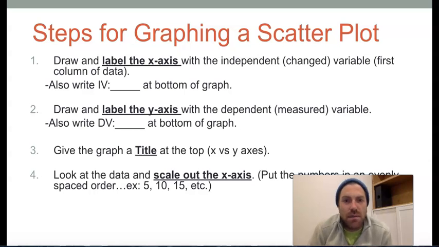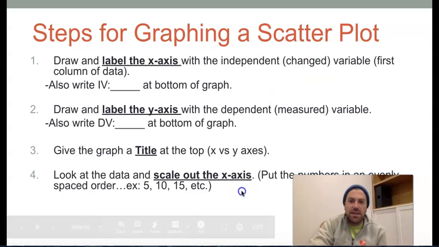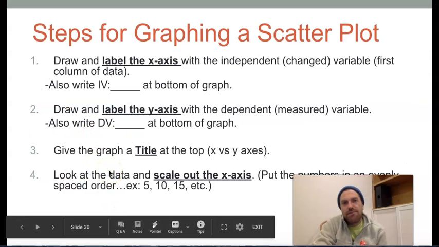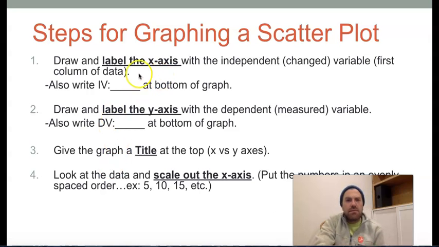So the first step is draw and label the x-axis. That's going to be the changed variable, which for our data is we changed the length of time that we exercised. So it would be time exercised. And label that. Then you're going to draw and label the y-axis. That's what you measured, which was your breaths. And you got to use the scale.